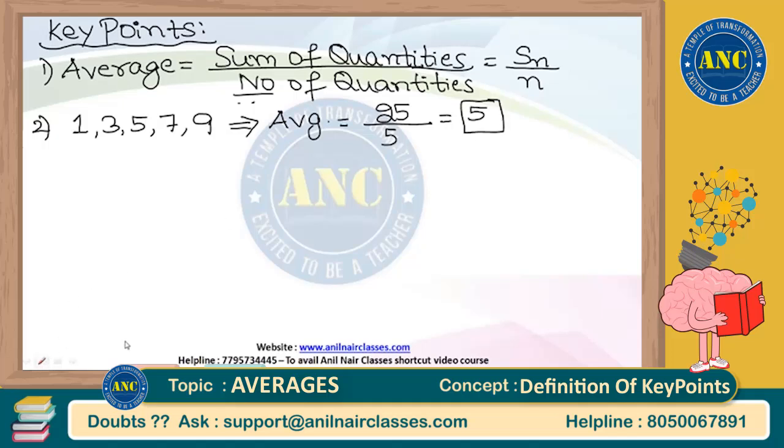Now, instead of finding the average like this, think logically, sir. Can I say like this? The lowest term in the given series is 1. The highest term in the given series is 9. And I got the average as 5. Can I say that this average 5 lies between lowest and highest value?